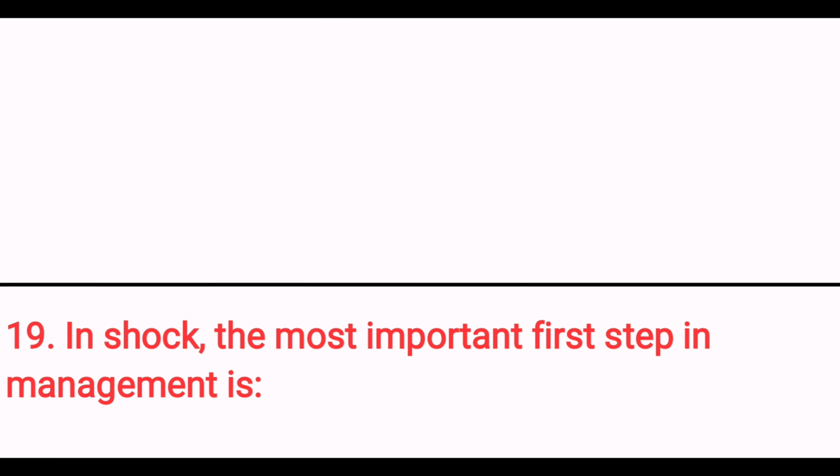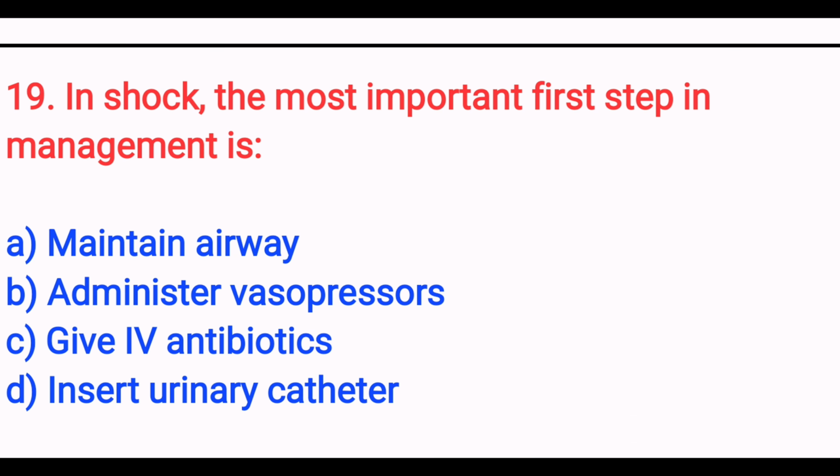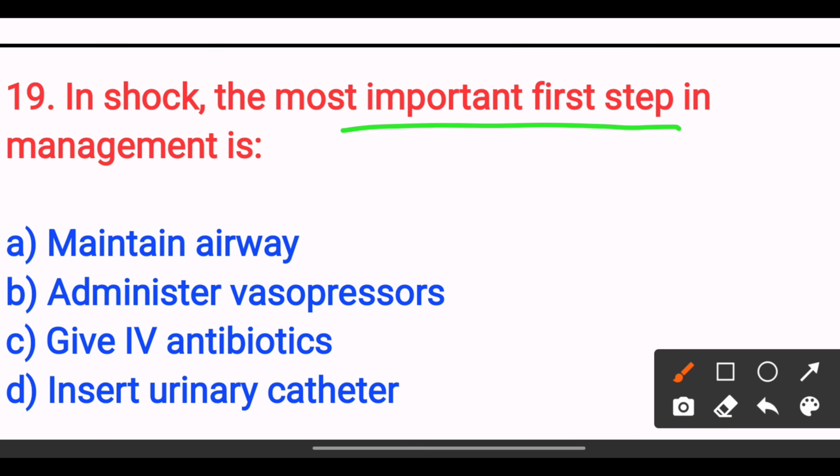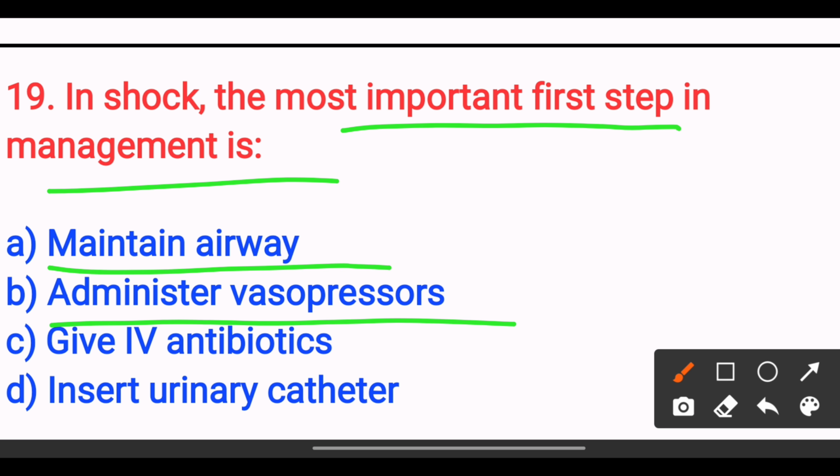Next, in shock, the most important first step in the management is: option A, maintain the airway. Option B, administer vasopressor. Option C, give IV antibiotics. Option D, insert urinary catheter.